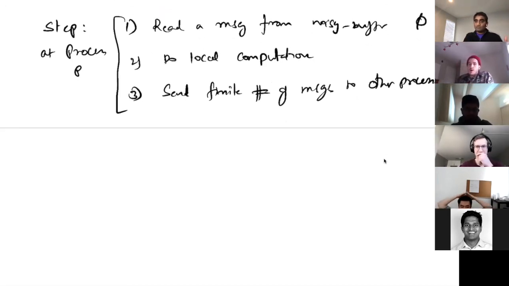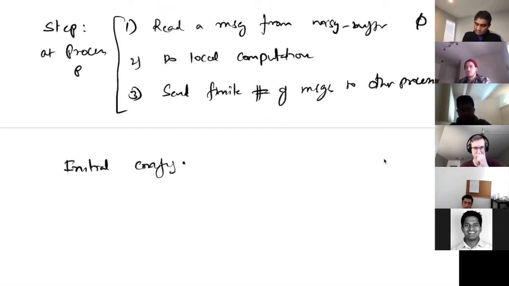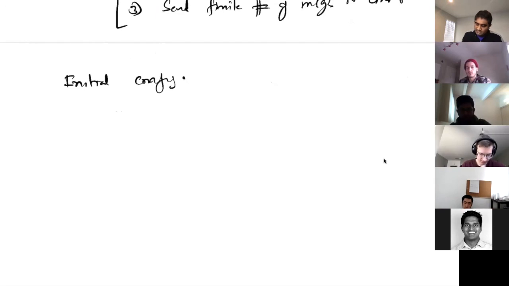So that's how you model the fact that the distributed system is running from an initial configuration, and you might reach some other configuration at some point of time. I mentioned initial configuration, right? Let's precisely define what an initial configuration is.